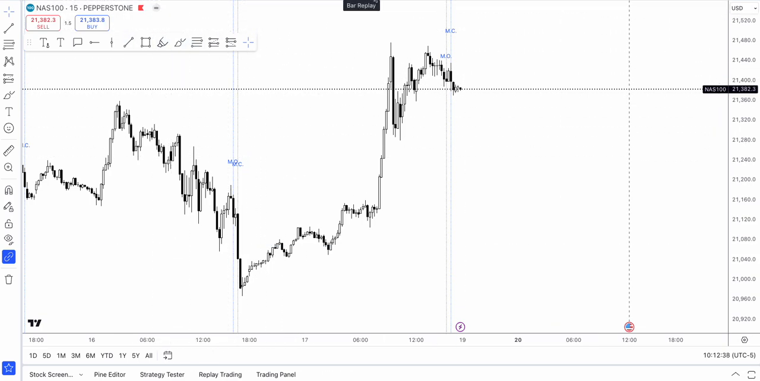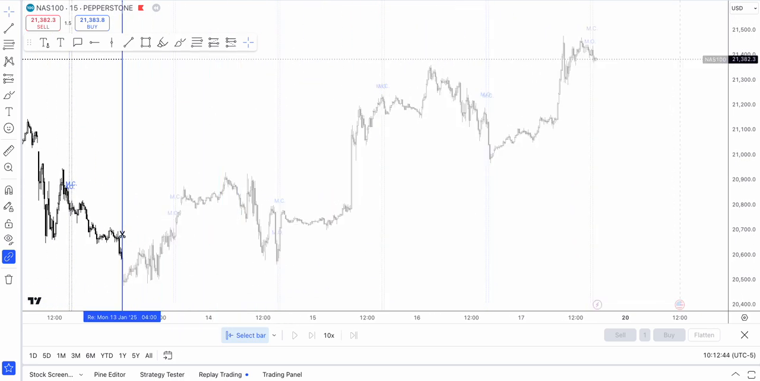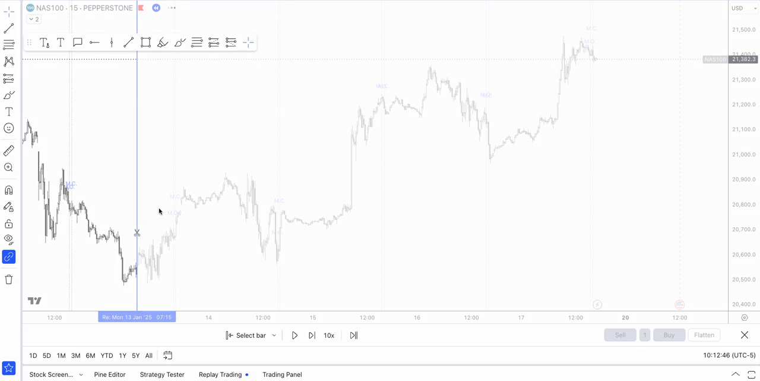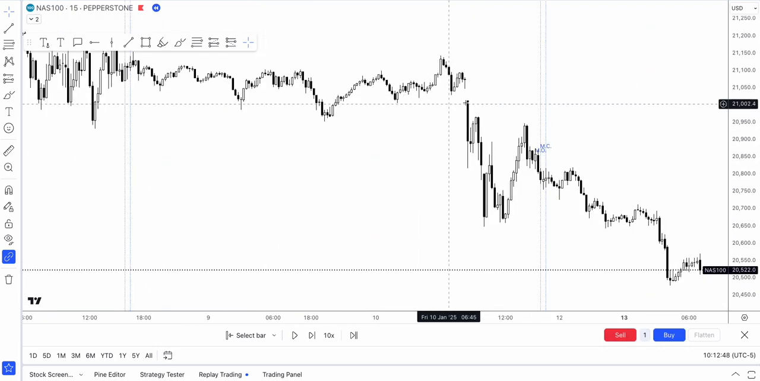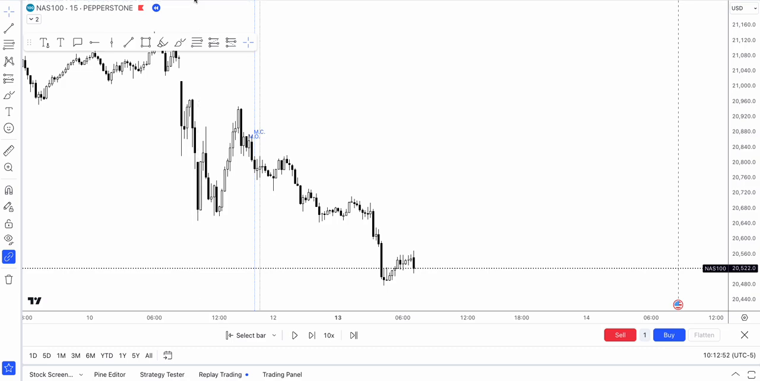So I'm using TradingView and I have the upgraded plan. I'm going to use the replay bar to go back to this Monday. I probably won't get too much into the technical analysis, but I'm just going to go through and try to mark up everything and do a different strategy.